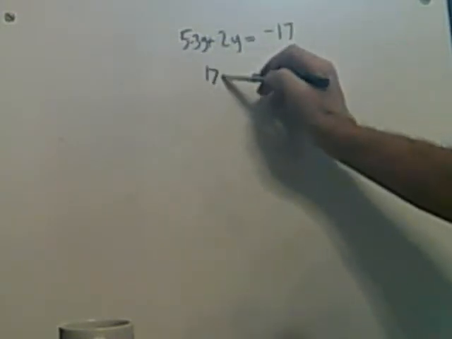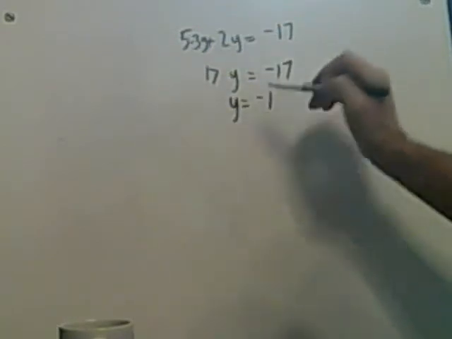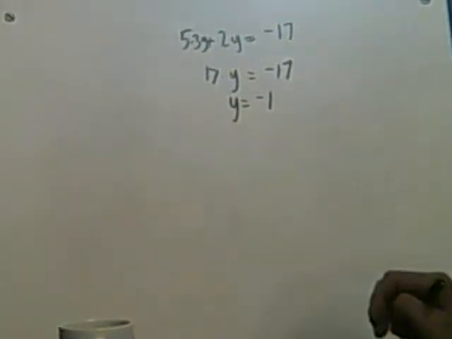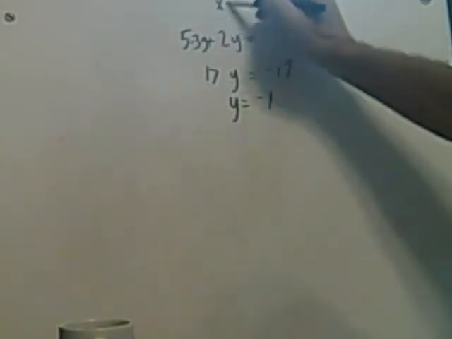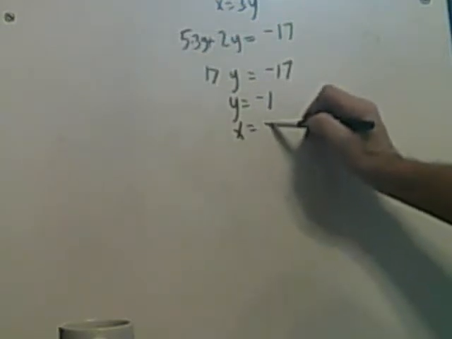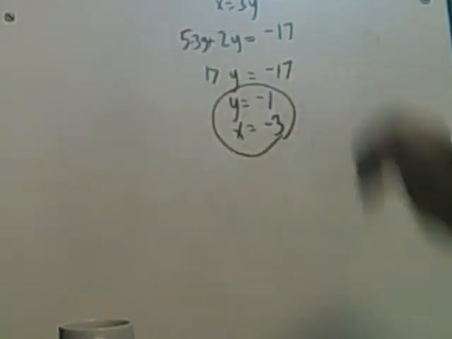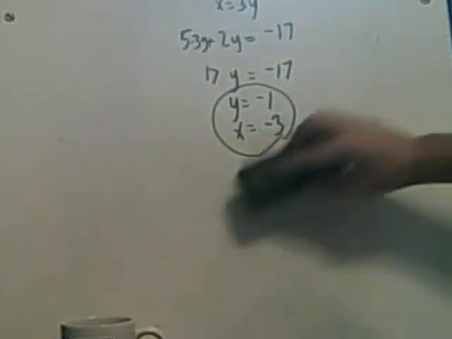That's going to be 17 times y is equal to negative 17, or y is equal to negative 1, dividing both sides by 17. Now, if y is negative 1, then we can see that the second equation was x equals 3y. I guess I shouldn't have erased that so quickly, because that allows us to get x is equal to negative 3 more quickly. Okay, that's using substitution.